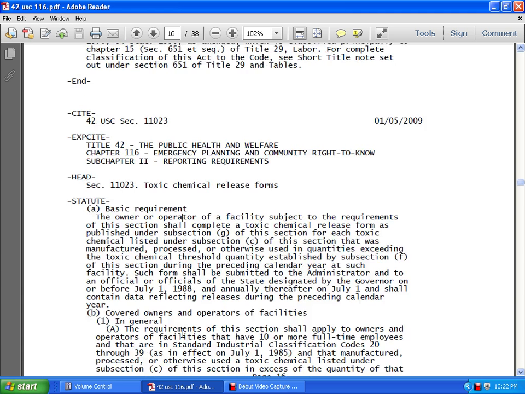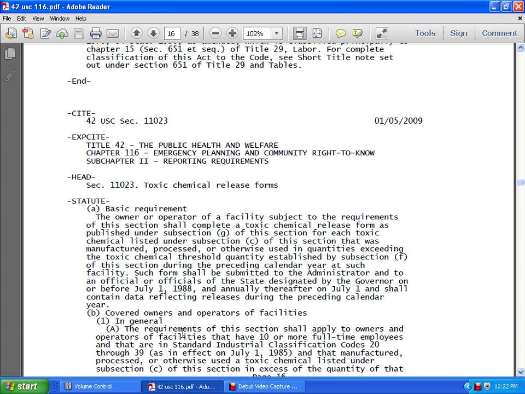Cited: 42 United States Code Section 11023. Public Health and Welfare, Emergency Planning and Community Right-to-Know, Reporting Requirements, Section 11023, Toxic Chemical Release Forms. Basic requirement: the owner or operator of a facility subject to the requirements of this section shall complete a toxic chemical release form as published under subsection (g) of this section for each toxic chemical listed under subsection (c) of this section that was manufactured, processed, or otherwise used in quantities exceeding the toxic chemical threshold quantity established by subsection (f) of this section during the preceding calendar year at such facility.